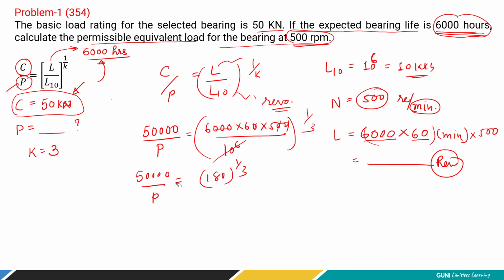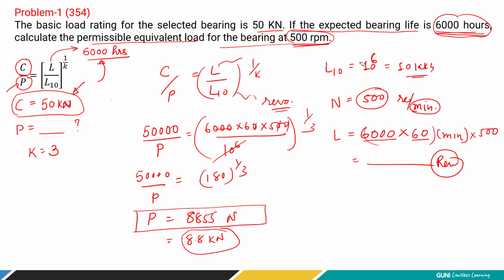So multiply each time. So you can cancel out, or you can use your calculator to find out the load value P. So here it comes out 8855, right? So this is your equivalent load, or in terms of kilonewton, it is 8.8 kilonewton load you can apply if you are expecting 6,000 hours of service life, right?